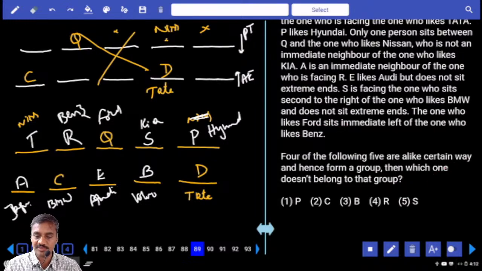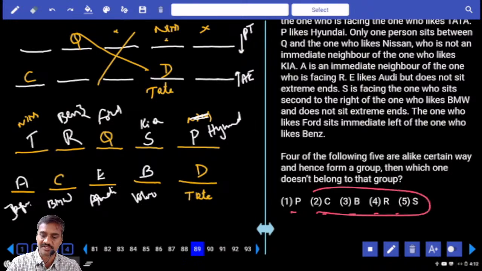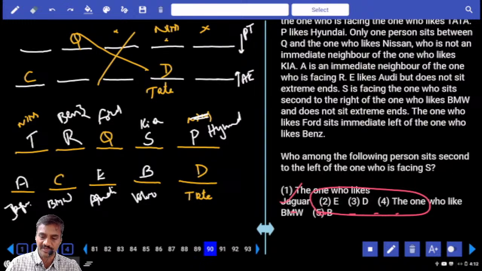And four out of the following means P and C, B, R, S. Now C, B, R, and S, these persons are the centers of these lines, and P is at the corner, and so choice 1, question number 89.